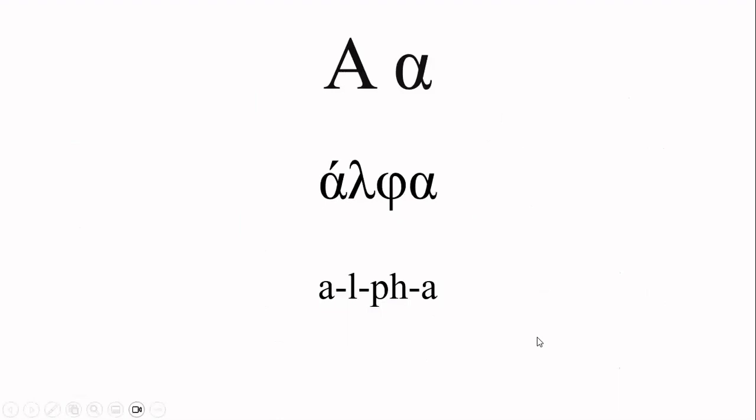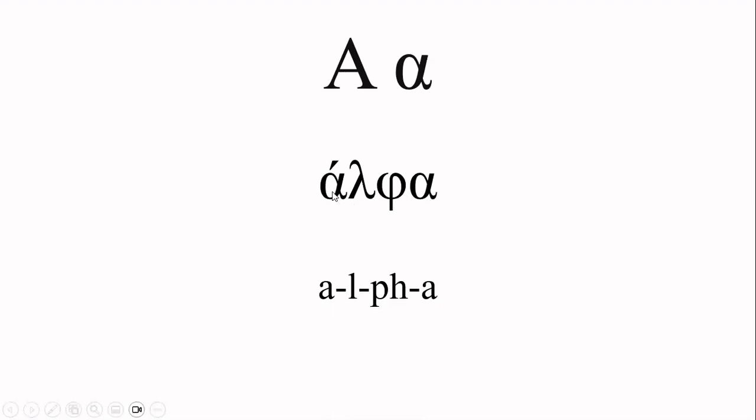Let's go a little bit more in depth with each letter. First, let's start with alpha. This is how we spell alpha in Greek letters. Let's go ahead and sound it out. A, L, F, A. Alpha. This is the English phonetic spelling for the word alpha. Alpha, lambda, phi, alpha.